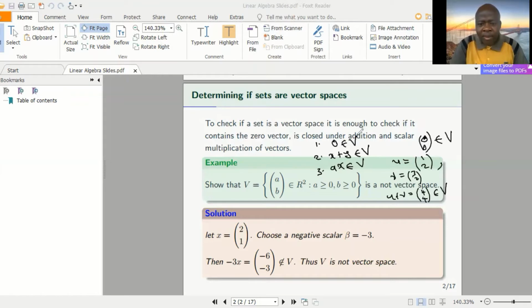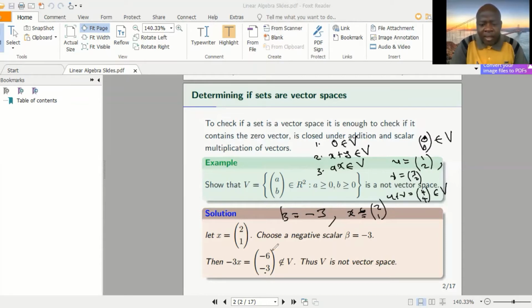Let me check the last property. We are not limited on how to choose the scalar. I want to choose a negative scalar, and I chose -3 as my scalar. And I want to choose a vector from V, and I chose 2, 1. I want to see if the product will still be in V. So the product of -3 and this vector is -6, -3.